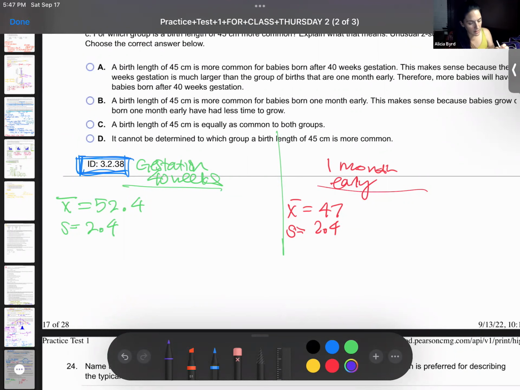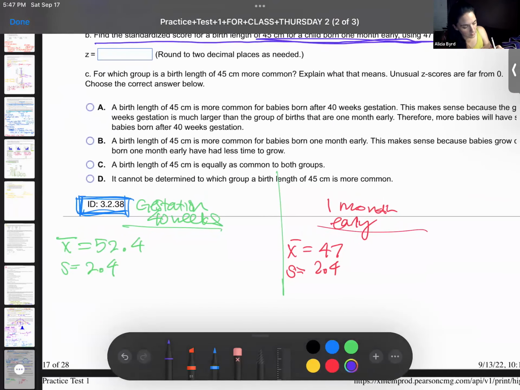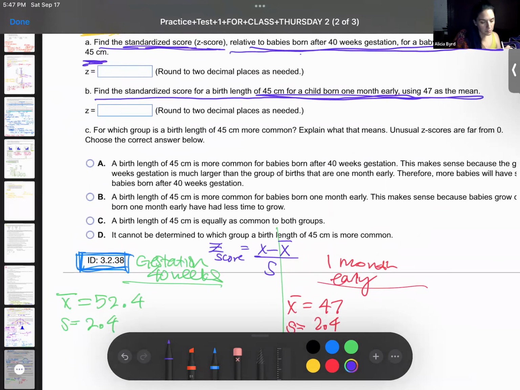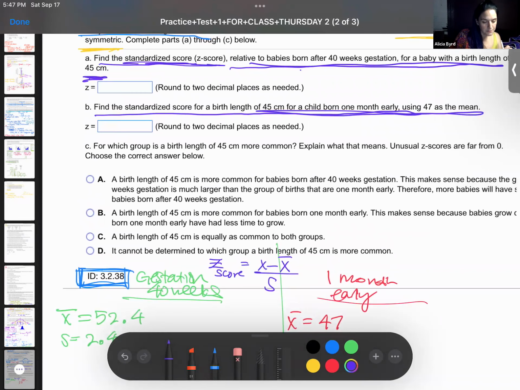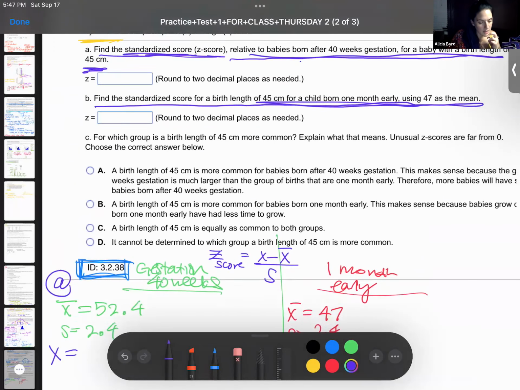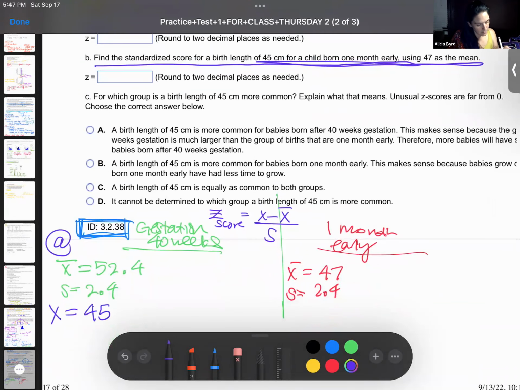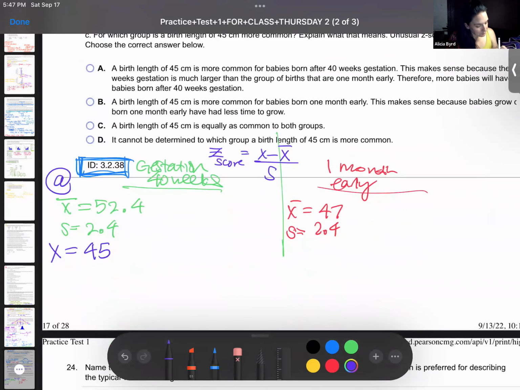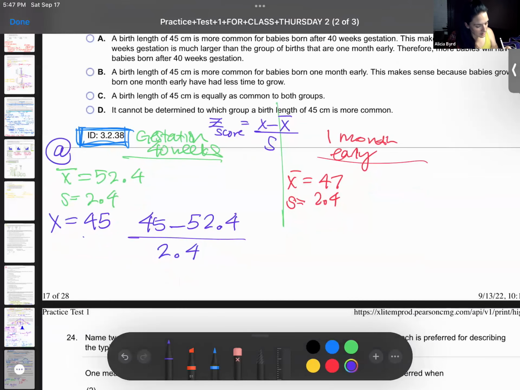But for both of them, I am going to use that same z-score formula that we've been using for a while. So z-score is going to equal X minus X bar over my S. Okay. So I'll do part A first, which is 40 weeks. For that, my X is going to equal 45. They both equal 45. So for part A, I'm going to say 45, which is my X, minus my X bar, which is 52.4, and divide it by 2.4. And that's going to give me my z-score.